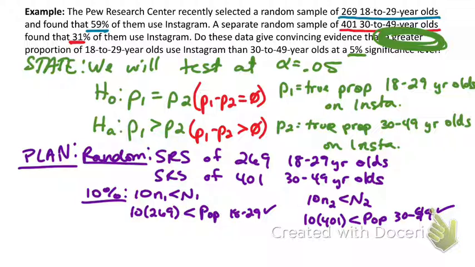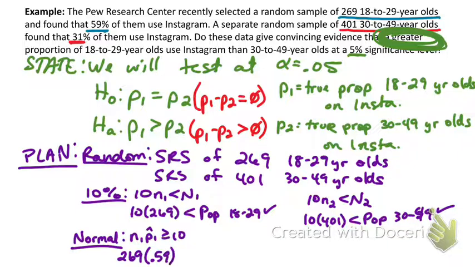And now what do we get to do? Normal. And oh boy, do we. We get to do all kinds of normal. We need to check N1 times P hat 1 has to be greater than or equal to 10. All right, N1 was 269, our sample size for the first sample. P hat 1 was the proportion in the sample that used Instagram. What was the proportion in the sample that used Instagram for the first population?